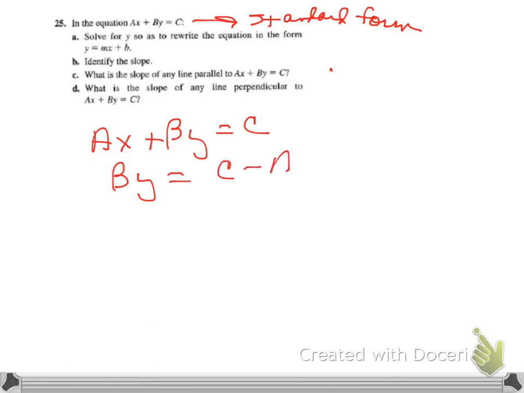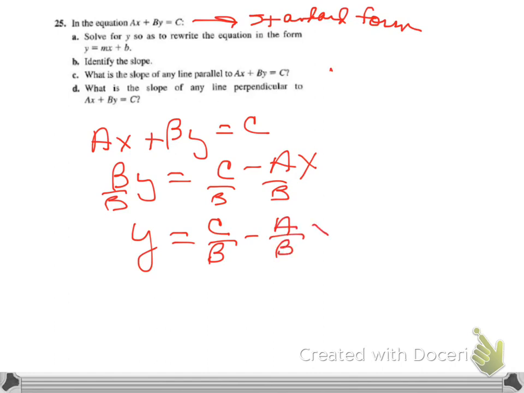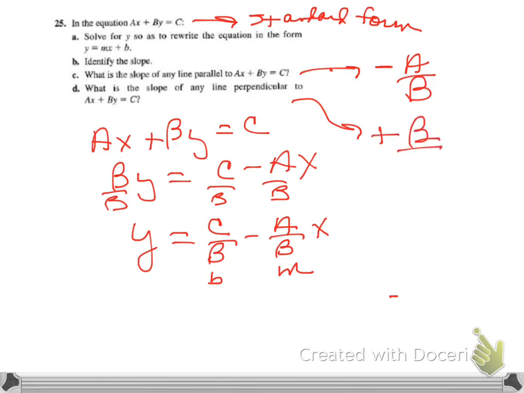by equals c minus ax, divide everything by b, and I mean everything. So y will equal c over b minus a over b times x. This is your slope. This is your y-intercept. Okay? So what is the slope of any line parallel to that? So any line parallel to it will have the exact same slope, and that same slope will be negative a over b. What is the slope of any line perpendicular? Well, you're going to have to do two things, right? Negate it, so it's going to be positive, and then flip it over, positive b over a.